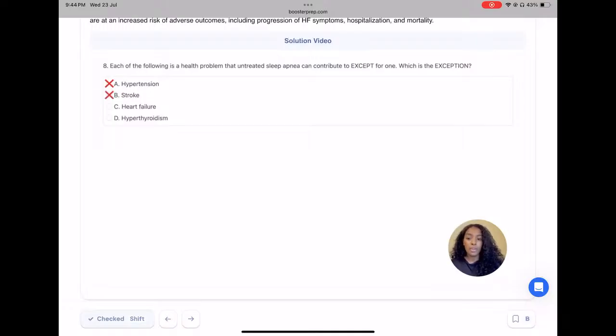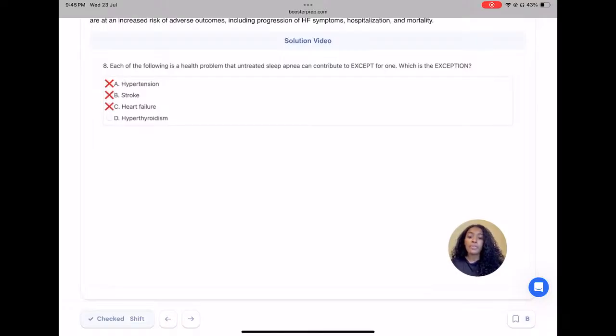Option C reads heart failure. Heart failure is another condition that untreated sleep apnea contributes to. Heart failure patients with sleep apnea actually have an increased risk of adverse outcomes, including heart failure-related symptom progression, hospitalization, and mortality. So this would be incorrect, leaving us with option D, hyperthyroidism.